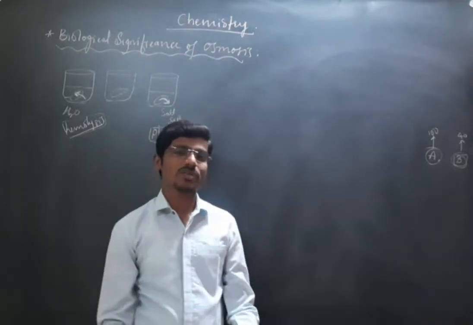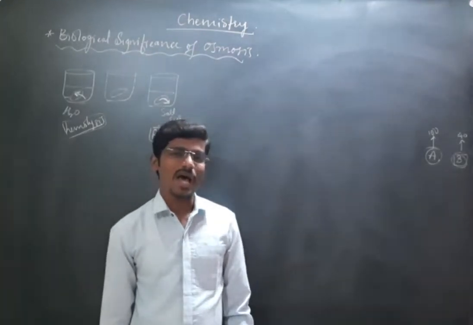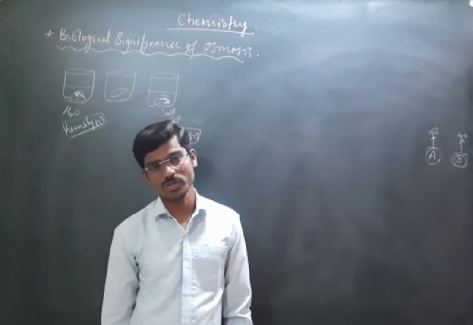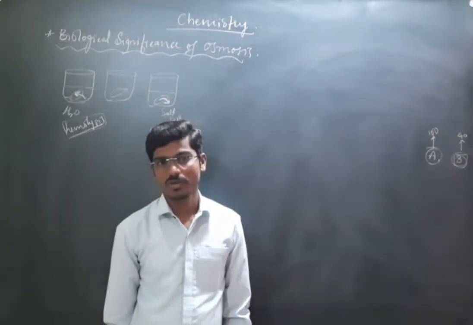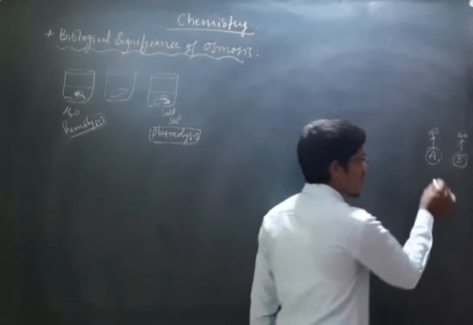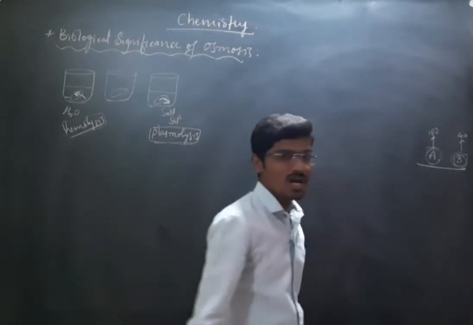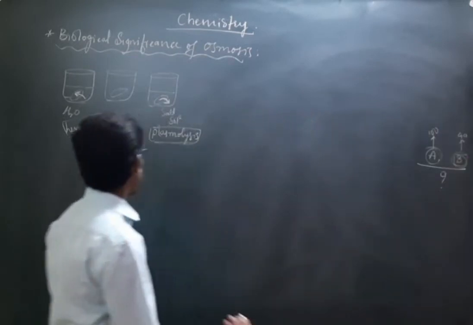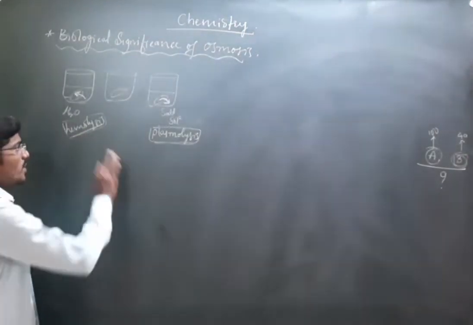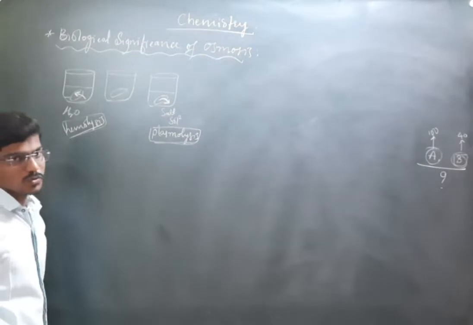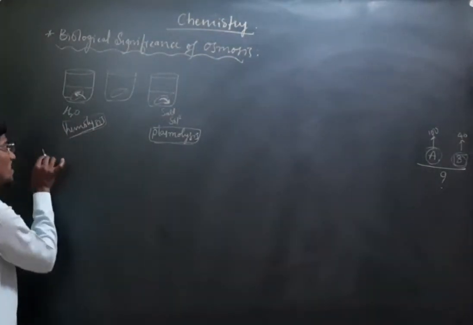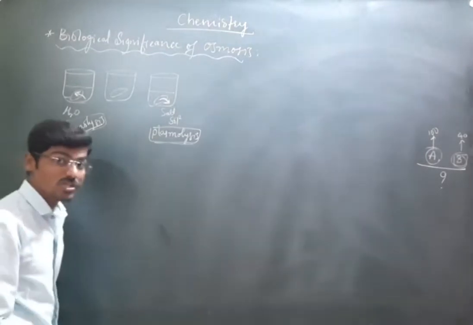Now you decide yourself which liquid has higher osmotic pressure and why. Take it as a concept question. Now come back. So here one process is hemolysis and the second process is plasmolysis. Now, depending upon the osmotic pressure, we are defining three terms.